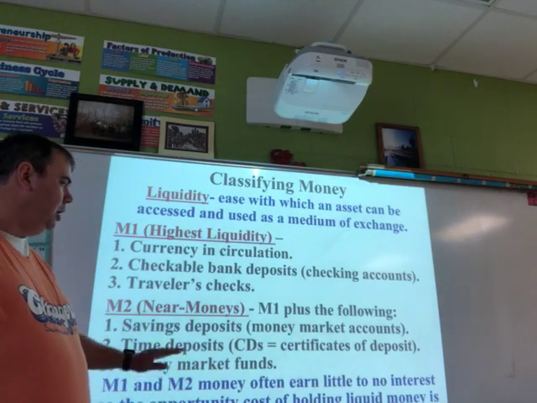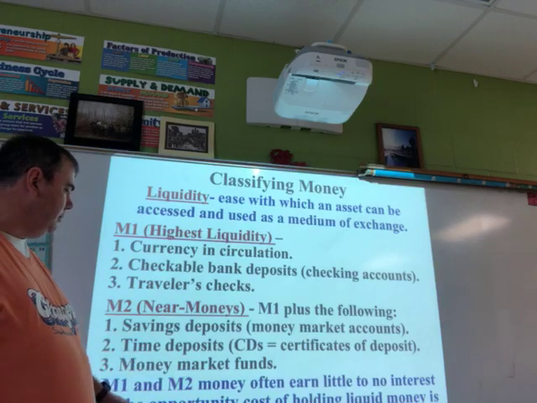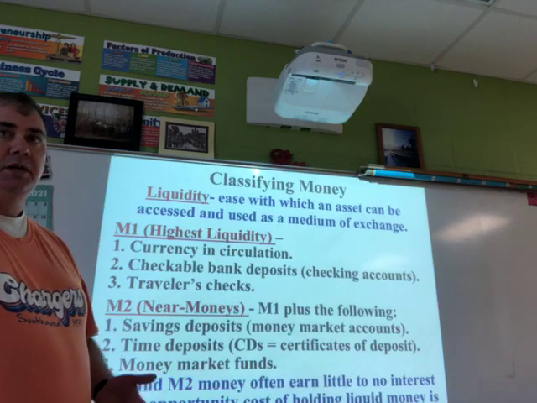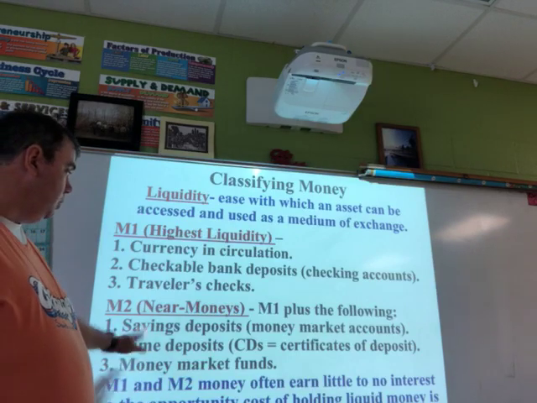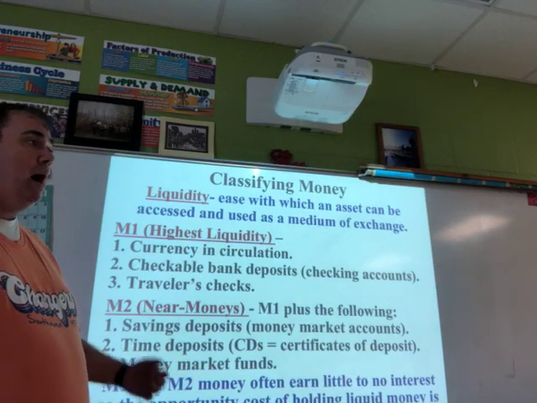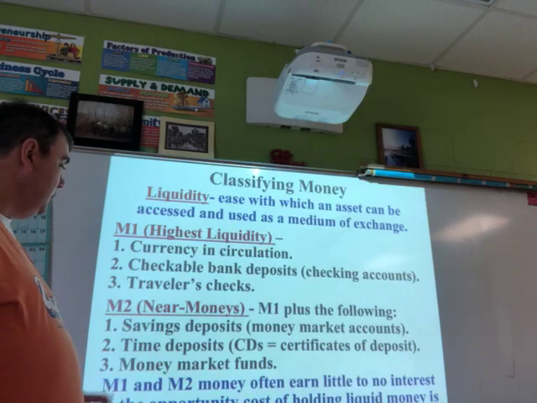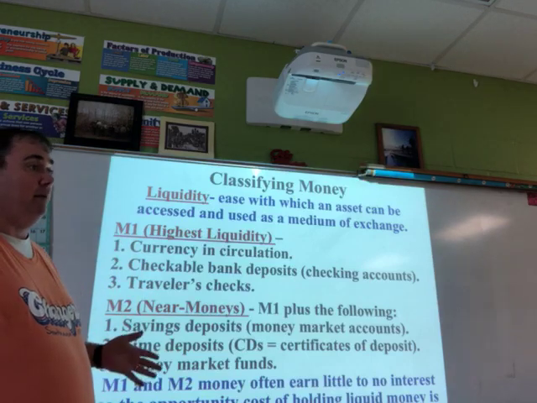M1 and M2 often earn little to no interest, so the opportunity cost of holding liquid money is the interest you could be earning, okay? There is opportunity cost for holding money, okay? If you're holding cash or in one of these situations, the opportunity cost is interest that you could be earning, okay? So M1 and M2, a lot of times we just call this the money supply, okay?